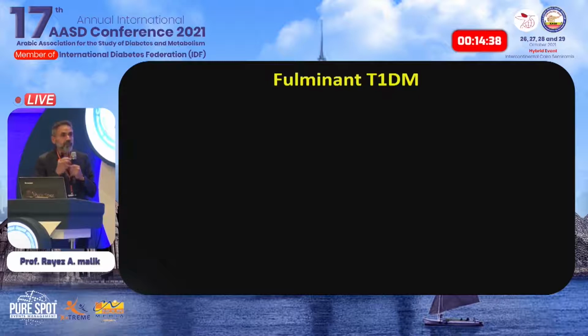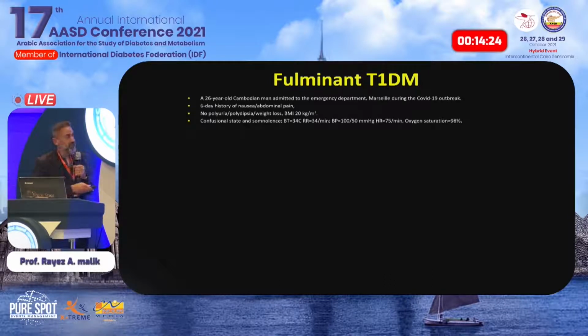But what about other variants of type 1 diabetes? I want to illustrate this by way of a case. This is something called fulminant type 1 diabetes. This is a case of a 26-year-old Cambodian man who was admitted to the emergency department in Marseille during the COVID-19 outbreak. He had a 6-day history of nausea and abdominal pain, but importantly, he had no polyuria, no polydipsia, no weight loss, and his BMI was 20.